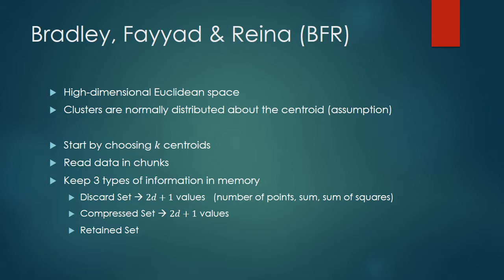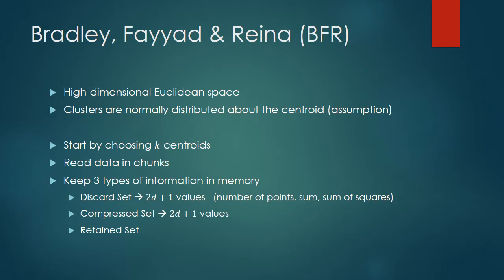They make one very strong assumption about the data, that even though you're talking of a high dimensional Euclidean space, they assume that the clusters are normally distributed along each dimension, and they are also independent. So you have a Gaussian distribution with different mean and different variance, but there are no cross terms out there. And I'll bring this back to why that assumption is important or how it affects the rest of the clustering. So you choose k centroids as in k-means, and you start reading data in chunks.